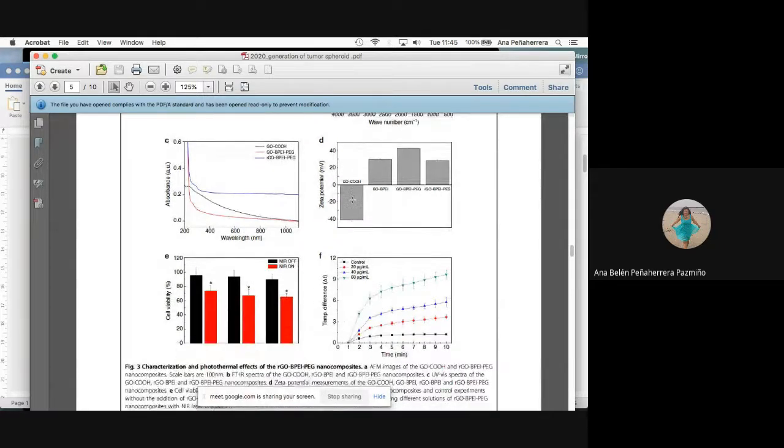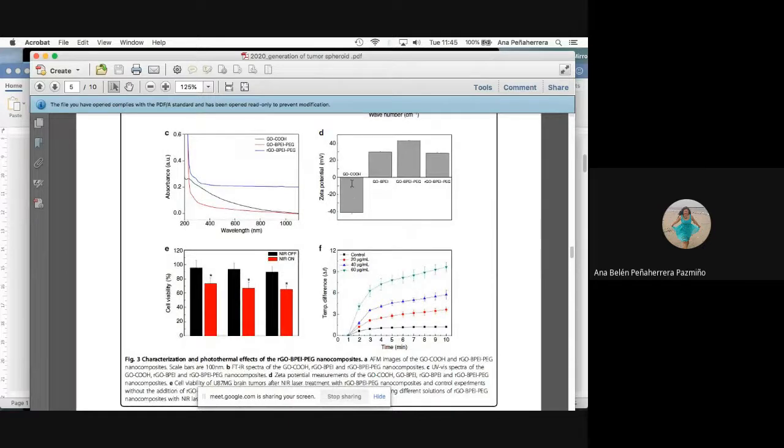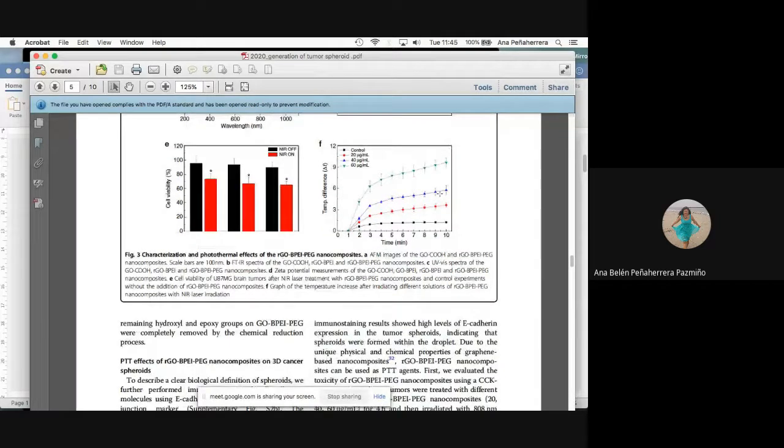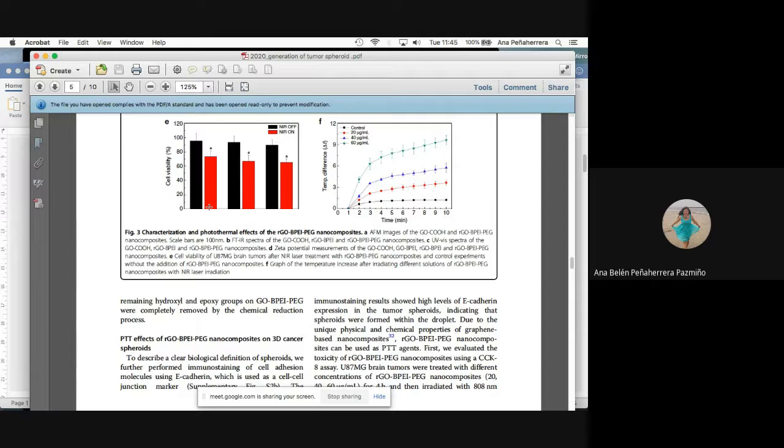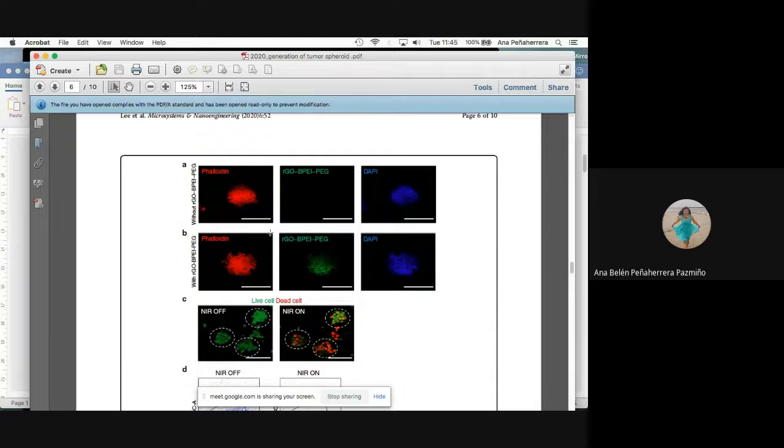And then they also measure the zeta potential to see the charge of these compounds, as you can see here. And finally, they irradiated these compounds, and they see how the temperature increases according to the concentration of these nanocomposites, and they also measure the cell viability when this irradiation is off, and you can compare it when the radiation is on. So the radiation is at 800 nanometers, and then they saw that it has an effect on the cells.